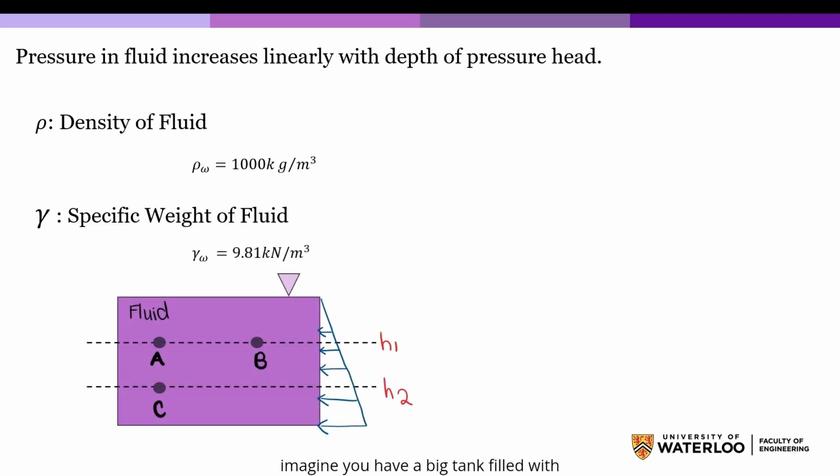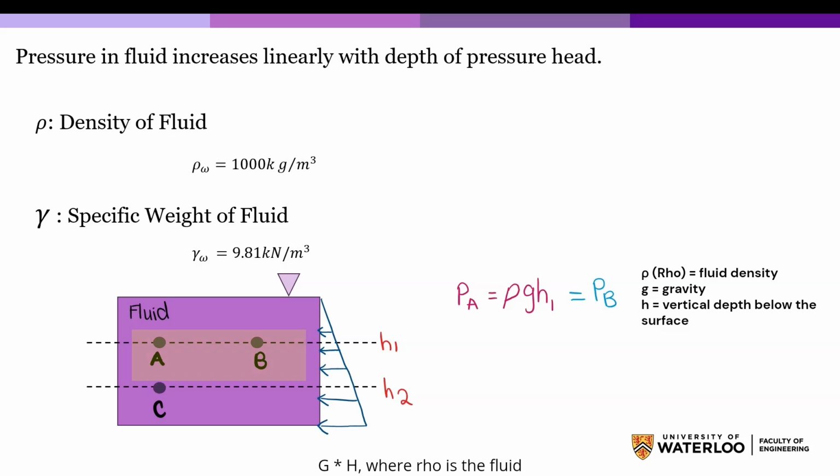So imagine you have a big tank filled with fluid, like water, and you're looking at 3 points in it. Points A and B are at the same depth of H1, and point C is lower at a greater depth of H2. The right side shows the pressures at those points. In a fluid at rest, pressure increases as you go deeper because of the weight of the fluid above pressing down. The pressure formula is P equals rho times g times h, where rho is the fluid density, g is gravity, and h is the vertical depth below the surface.